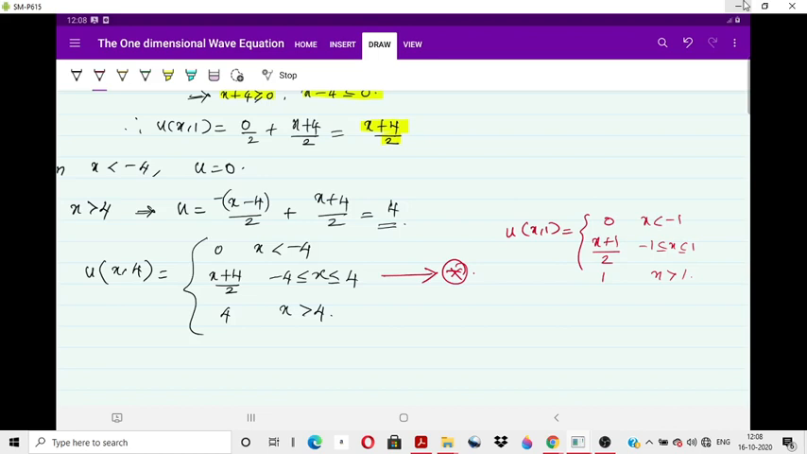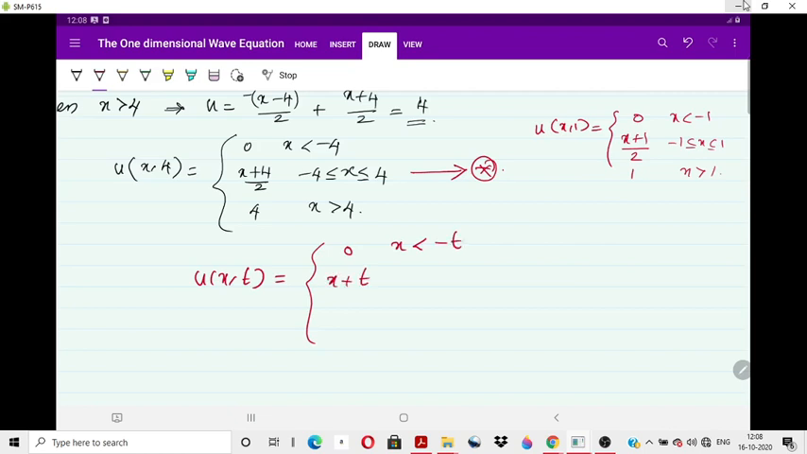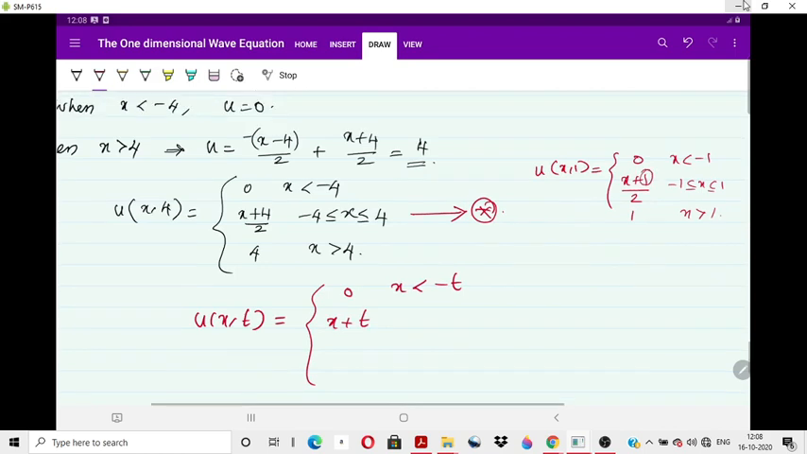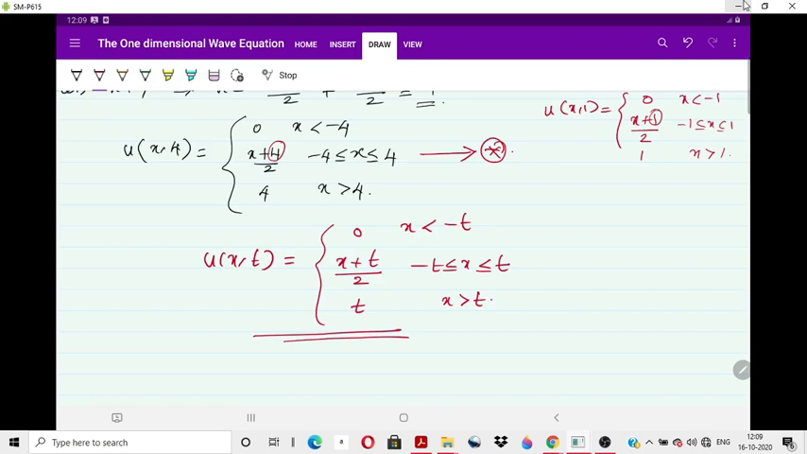So from these two functions, or two values of u at (x,t), for t equal to t naught, we can generalize, or we can write the solution u explicitly as u(x,t) for any time t. It is equal to 0 if x is less than -t, and it is equal to (x+t)/2 when -t is less than or equal to x less than or equal to t. When time is equal to 1, it is (x+1)/2, and when time is equal to 4, it was (x+4)/2. And it is equal to t if x is greater than t. So this is the solution in the explicit form.